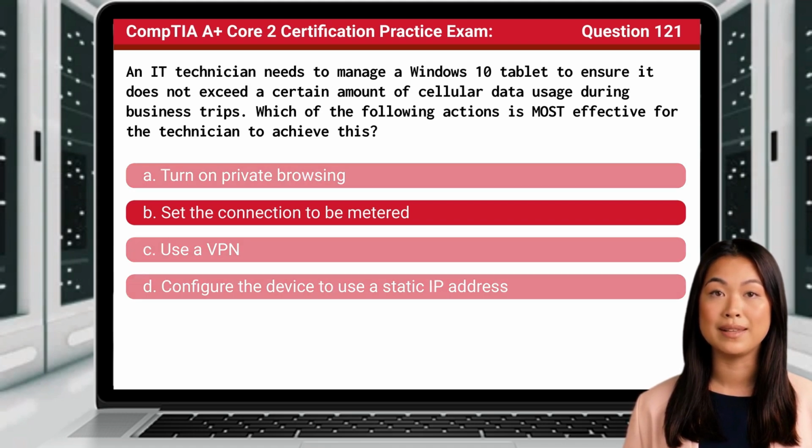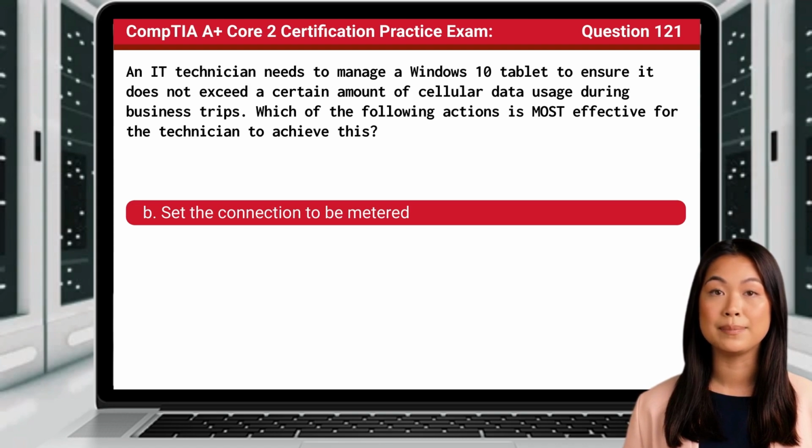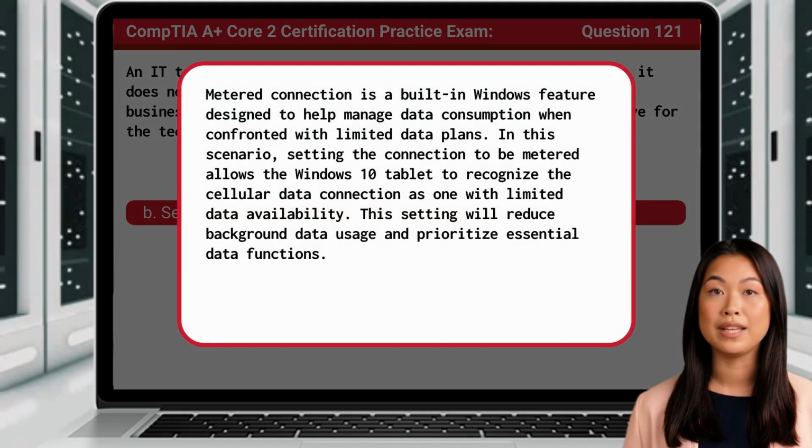The answer is B. Set the connection to be metered. Metered connection is a built-in Windows feature designed to help manage data consumption when confronted with limited data plans. In this scenario, setting the connection to be metered allows the Windows 10 tablet to recognize the cellular data connection as one with limited data availability. This setting will reduce background data usage and prioritize essential data functions.